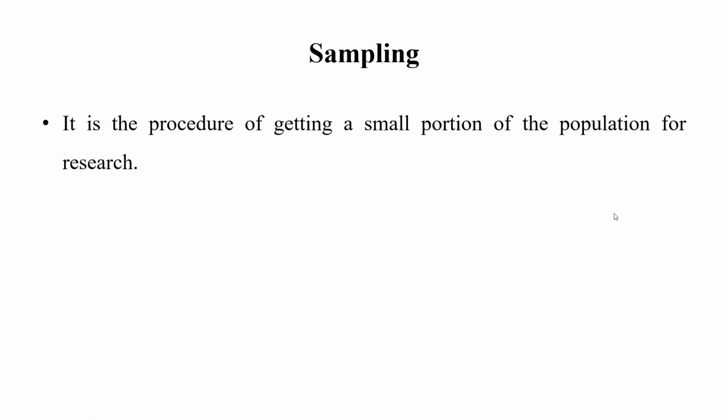So what is meant by sampling? It is the procedure of getting a small portion from the population. How are we getting this small subset? What is the procedure we are following to get this small portion? It is known as sampling. So, we have to follow a scientific procedure to obtain a sample.